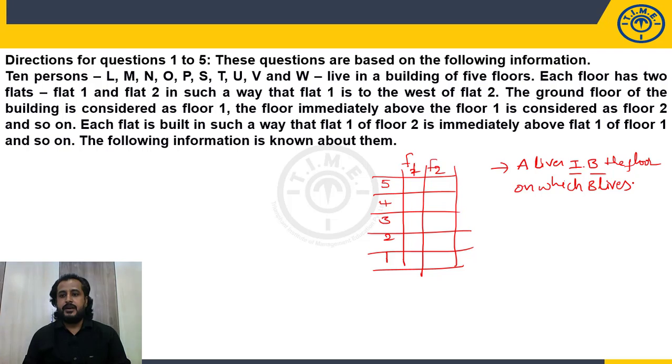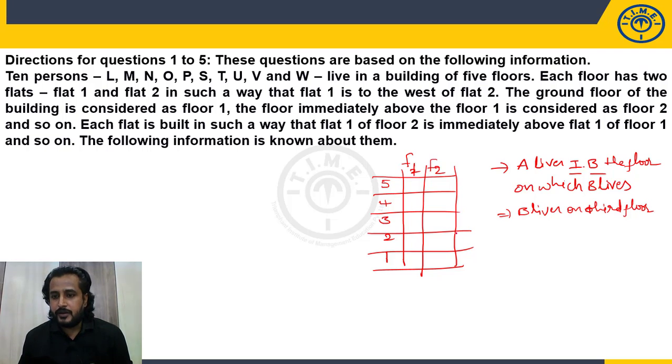Fine. A lives immediately below the floor on which B lives. And also it is mentioned B lives on 3rd floor. It is very clear. B lives on 3rd floor. Now, where B will come? It is given B lives on 3rd floor.